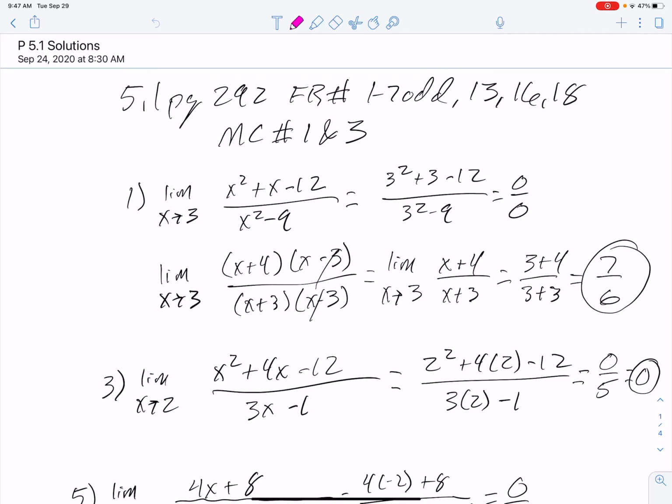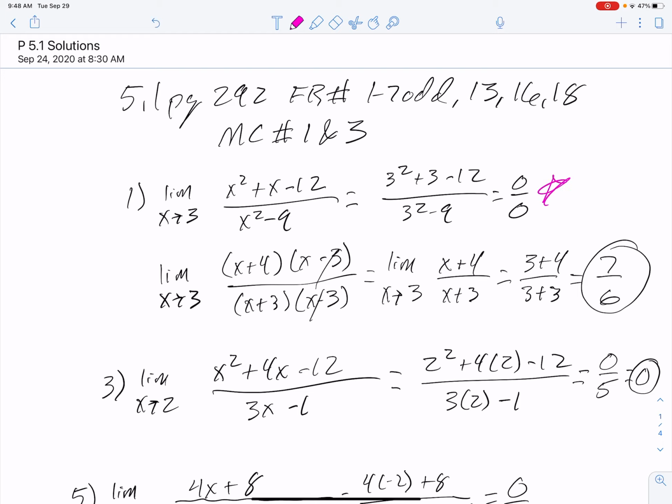All right, so we're going to take a look at the 5.1 homework solutions. For these limits, again, the first thing you're always going to want to do is substitute in to see what you get. If you get something other than 0 in the denominator, you're done. If you get 0 over 0, there's more steps to go, and we'll know that that limit exists, but the point does not. So number 1, I substituted in 3, ended up with 0 over 0.